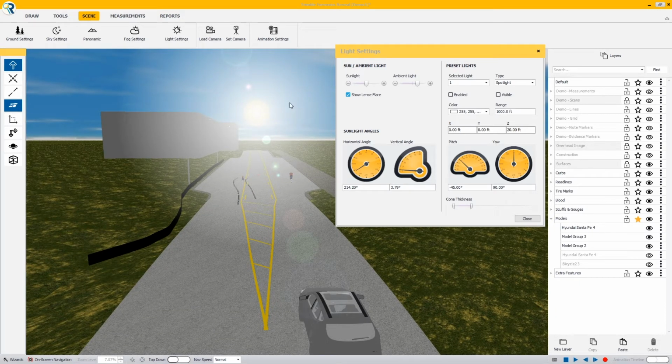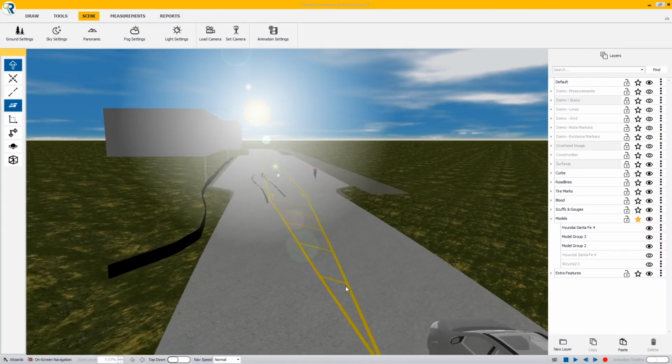And our vertical elevation, that all stays the same. Because again, we're assuming that 0 degrees is sunset, and our vertical angle here is 3.79 degrees. And we'll reduce the amount of ambient light available just a touch, and we'll hit close.